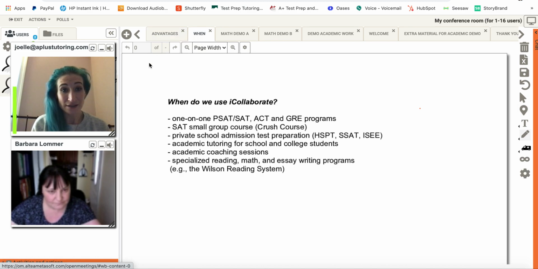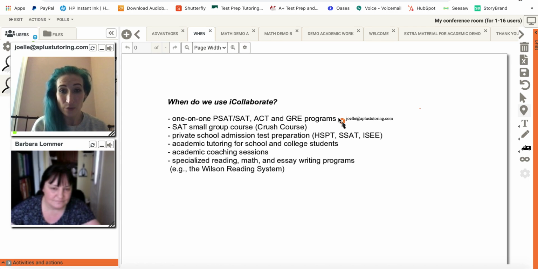So our next whiteboard up here, you'll notice there's several whiteboards up here at the top. Each one is different and each one is interactive. When do we use iCollaborate here at A+? We use it for our one-on-one test prep programs, whether it's the SAT, PSAT, ACT, or GRE programs. We use it for the one-on-one sessions in our Crush course, which is our hybrid course that incorporates both small group sessions as well as one-on-one sessions.